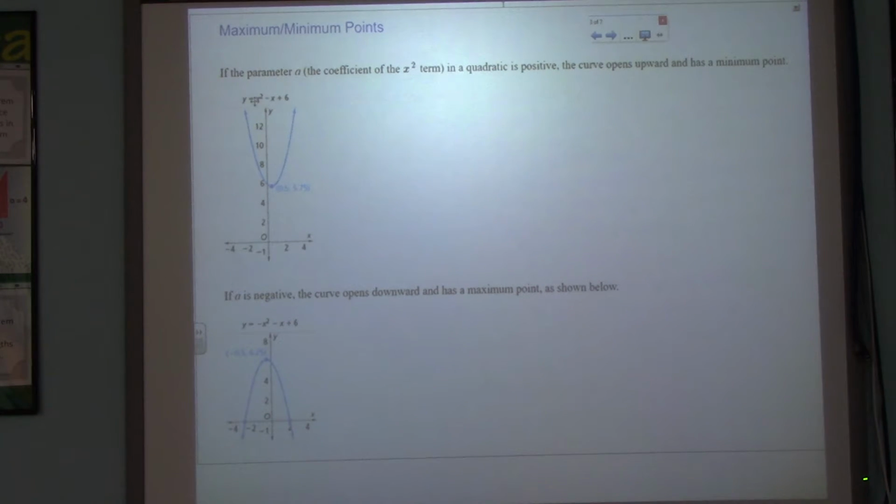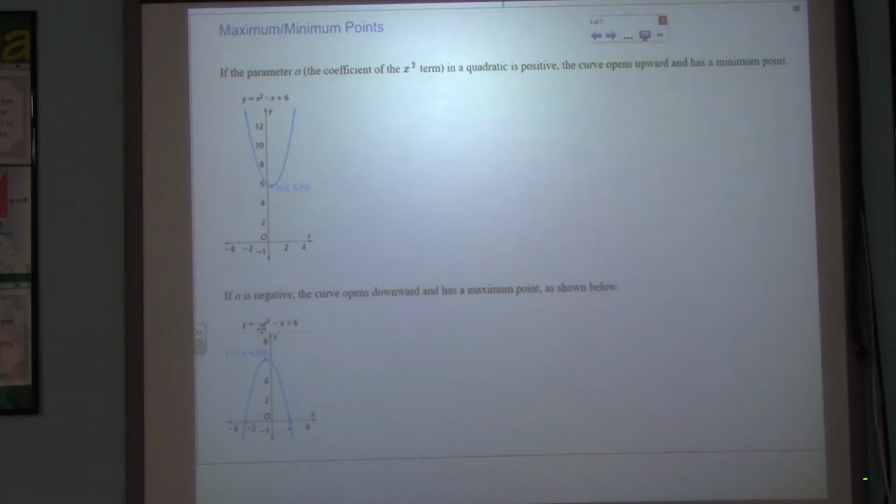Some examples. If the parameter a, the coefficient of the x squared term in a quadratic, is positive, and what that means is, see the x squared? If the coefficient is positive, your graph is going to look like this. Always. Don't forget that this is in descending order by power, and you can see 2 is the highest. Therefore, the curve opens upward, and you've got a minimum.